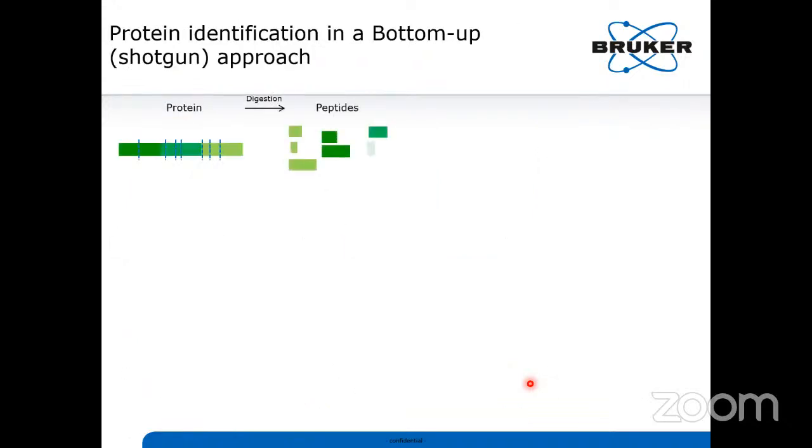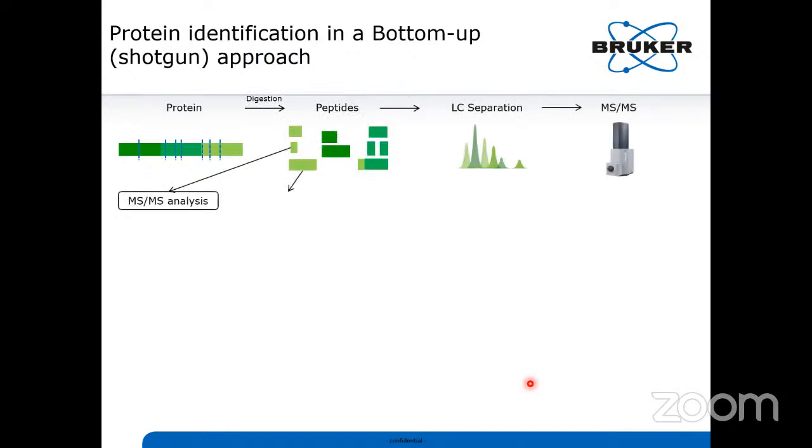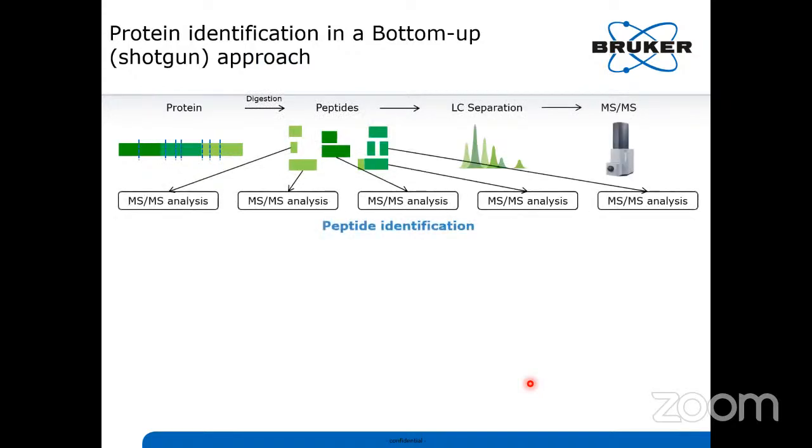This is the protein. You are generating the peptides. In LC, they will get separated. Through mass spec, you will confirm the sequence.